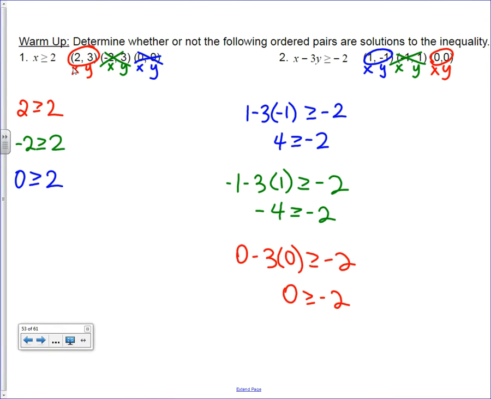Yes, sir. It isn't 1 minus 3, though, because this negative times that negative makes a positive. So there is no more negative left. It's just 1 plus 3.